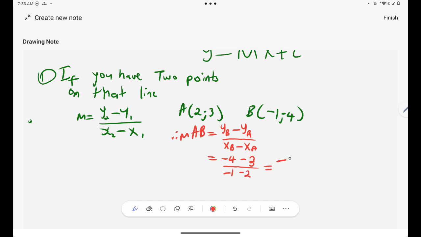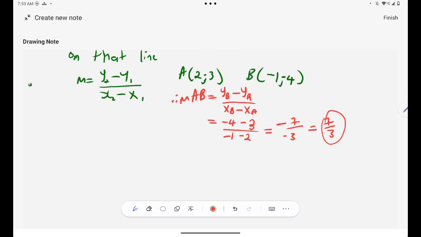So I will have -7 over -3, which is equal to 7 over 3. Are you together? So now I have my gradient. I can find the equation. I can use either one of the 2 points. How so?